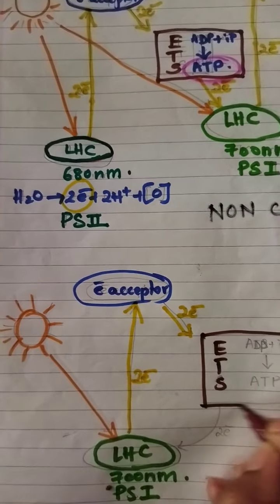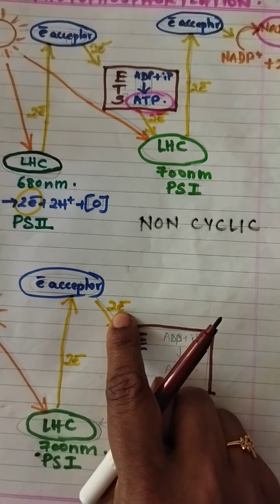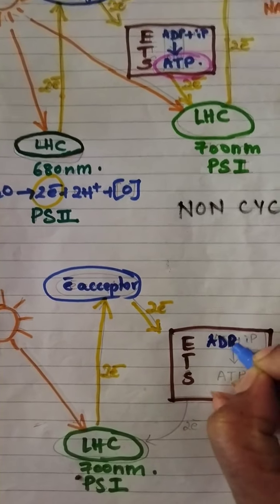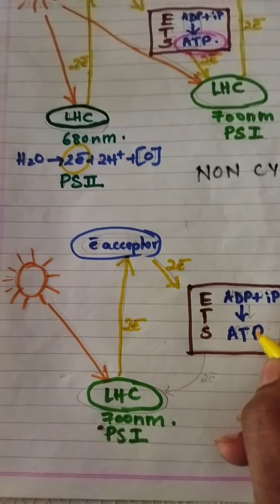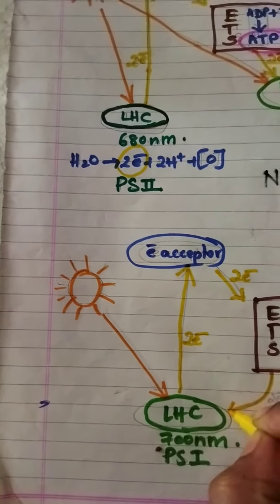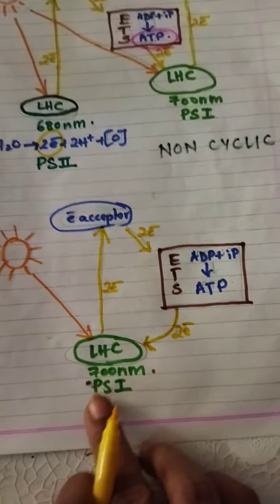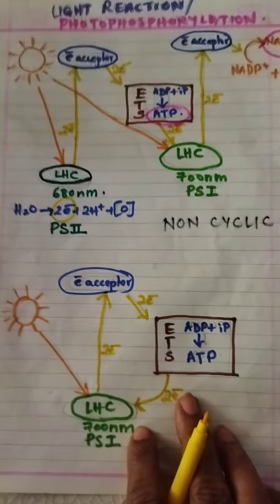We know that in the ETS, the energy of these two electrons is utilized. For what purpose? To convert ADP to ATP. Now these two electrons themselves are not used in this reaction, but only their energy is utilized. So they lose their energy and come back to the ground state and come back to the photosystem 1.